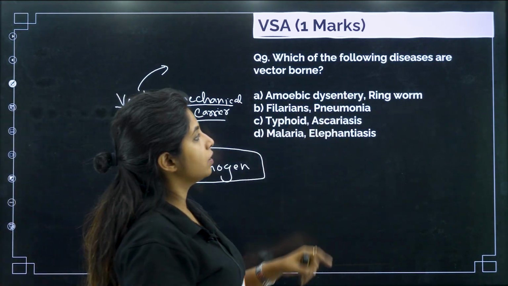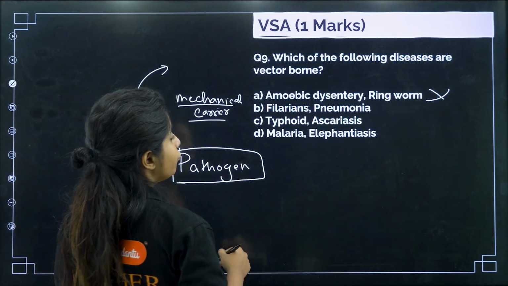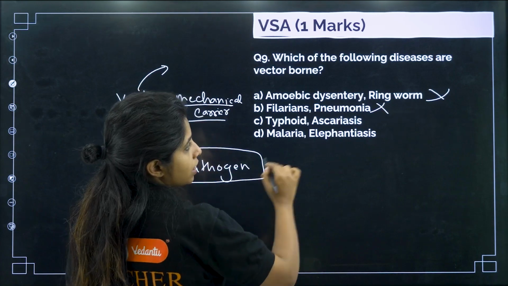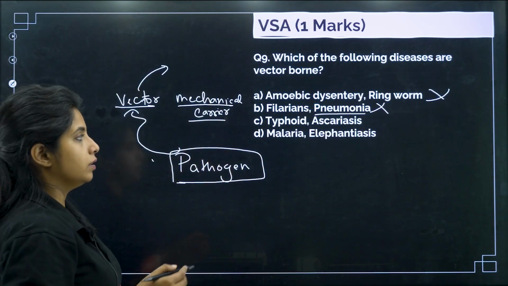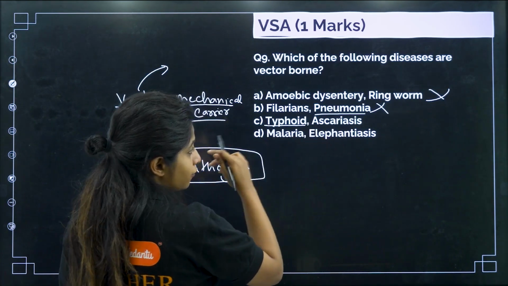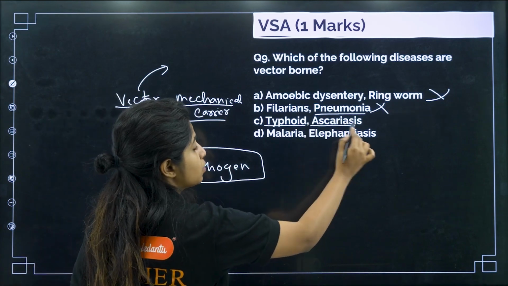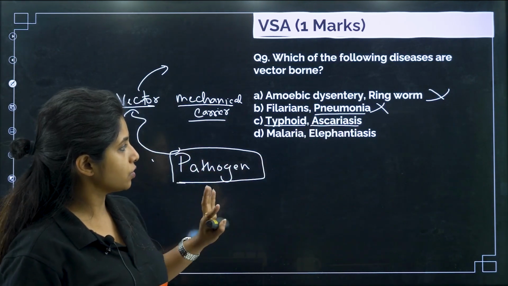So amoebic dysentery and ringworm are not vector-borne diseases. Now filariasis and pneumonia, again it's not vector-borne. This is airborne, basically. Typhoid and ascariasis: typhoid is caused because of contaminated food and things like that. Same with ascariasis as well. Over here, food and water cause the disease.